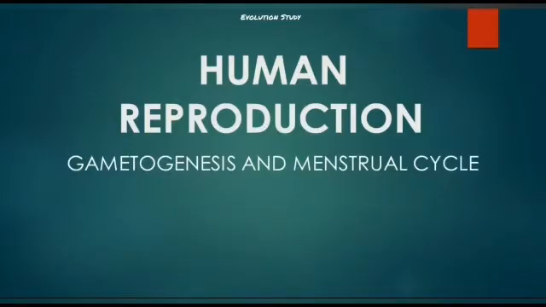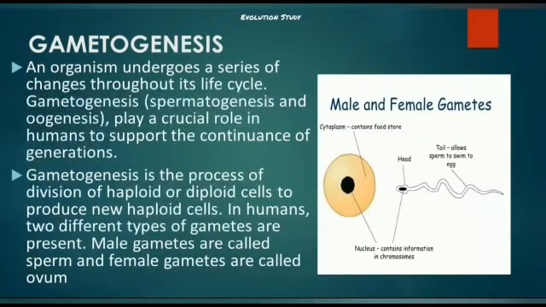Human reproduction, gametogenesis and menstrual cycle. Now what is gametogenesis? An organism undergoes a series of changes throughout its life cycle. Gametogenesis, spermatogenesis and oogenesis play a crucial role in humans to support the continuance of generations. Gametogenesis is the process of the division of haploid or diploid cells to produce new haploid cells.